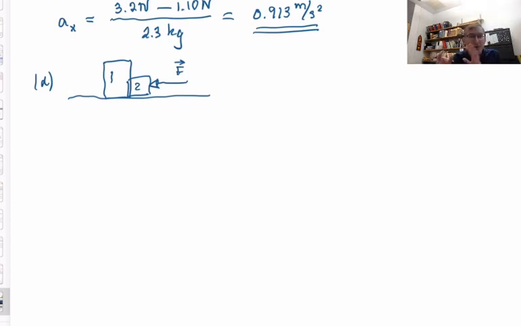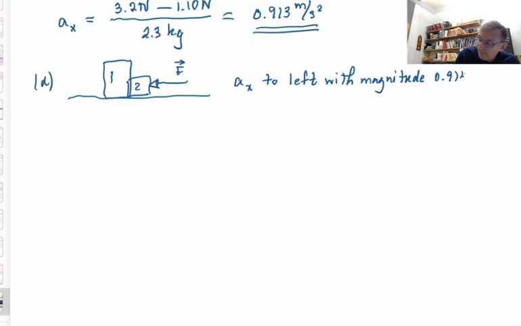Well, now they're going to accelerate as a blob to the left. They've got to have the same acceleration, magnitude anyways. A sub x is to the left with magnitude, let's say, 0.914 meters per second squared. Right? Because it's still the two blocks, and I'm still pushing with the same size applied force. Now I'm just pushing to the left, so I'm going to get an acceleration to the left, but it's still going to have the same magnitude as when I push to the right, 0.914 meters per second squared.